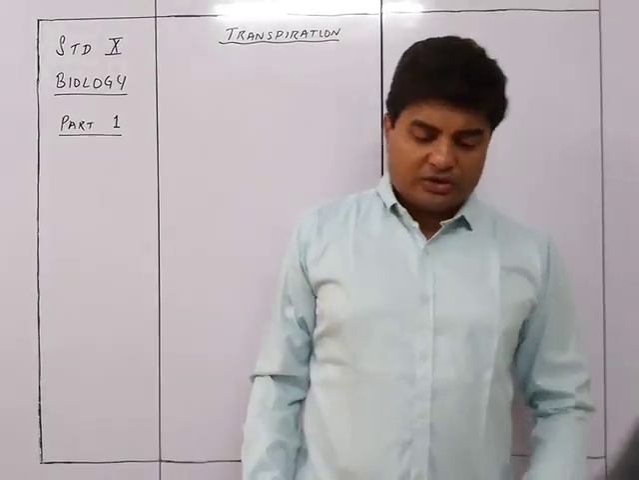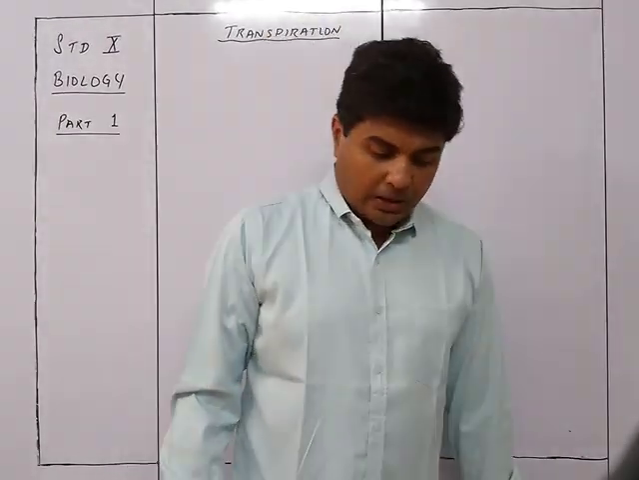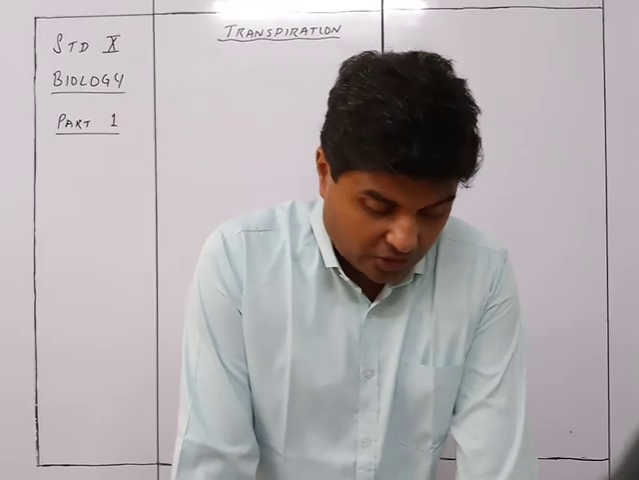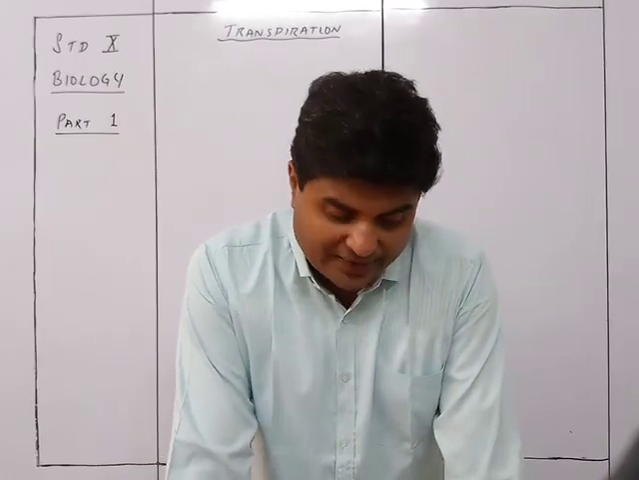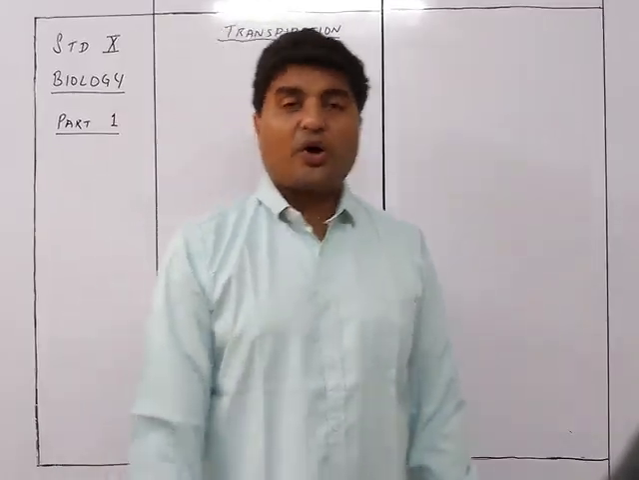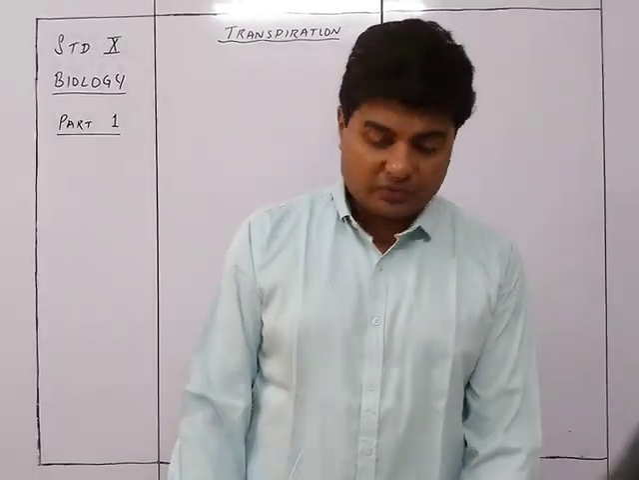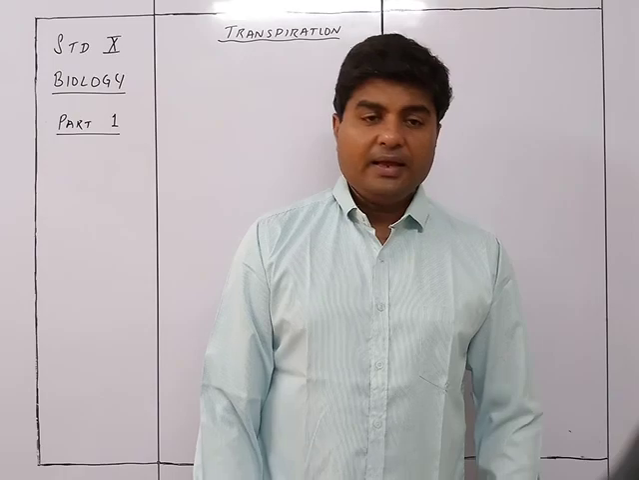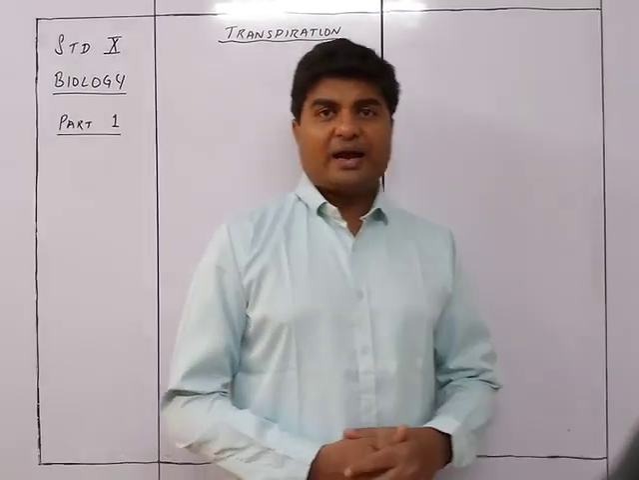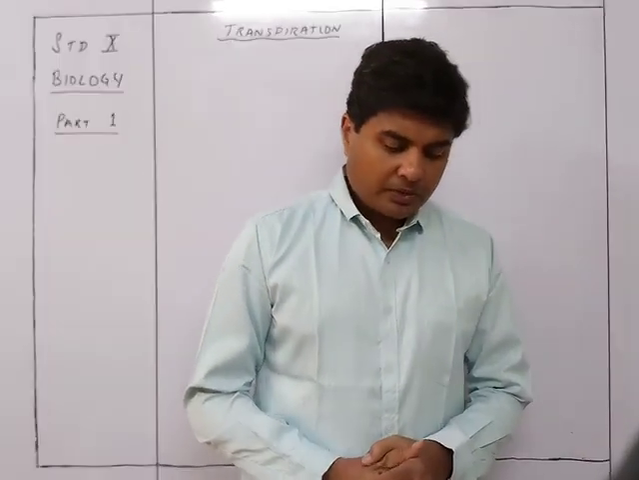That is going to be understood by Darwin's and Ganong's photometer. Ganong's photometer is used to demonstrate unequal transpiration from the two surfaces of a dorsiventral leaf, that is, the upper and lower portions of the leaf. Now we understand the Ganong's photometer. So let's start with the Ganong's photometer.